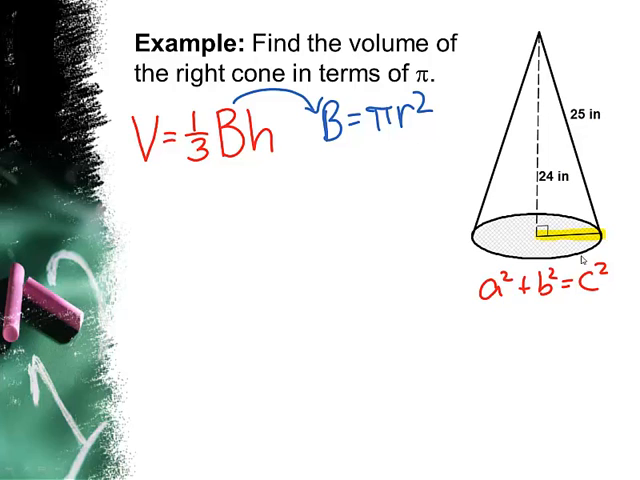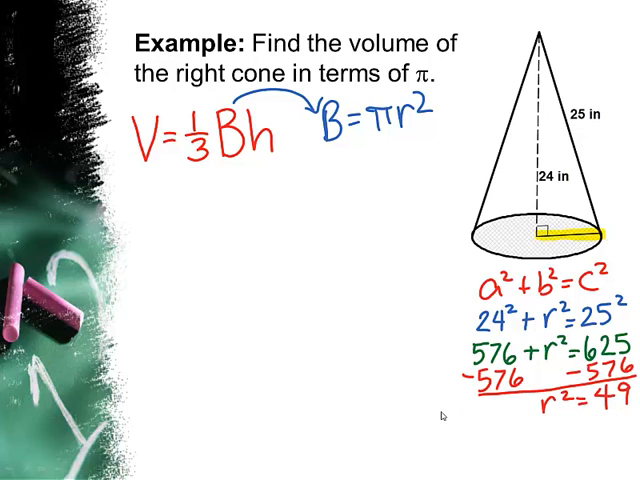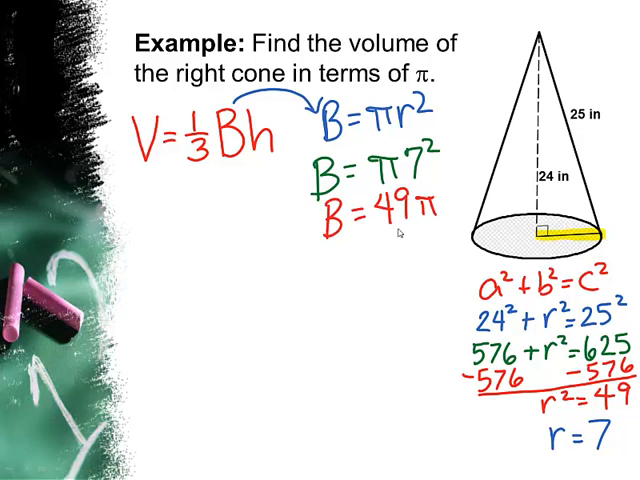So I can use Pythagorean theorem because you can see this right triangle that's formed. And I can say 24 squared plus r squared equals 25 squared. Squaring both numbers, I get 576 plus r squared equals 625. Subtract 576 from both sides, and I get r squared equals 49. So that means the radius is 7. Now I can find the area of the base, pi times 7 squared, or 49 pi.